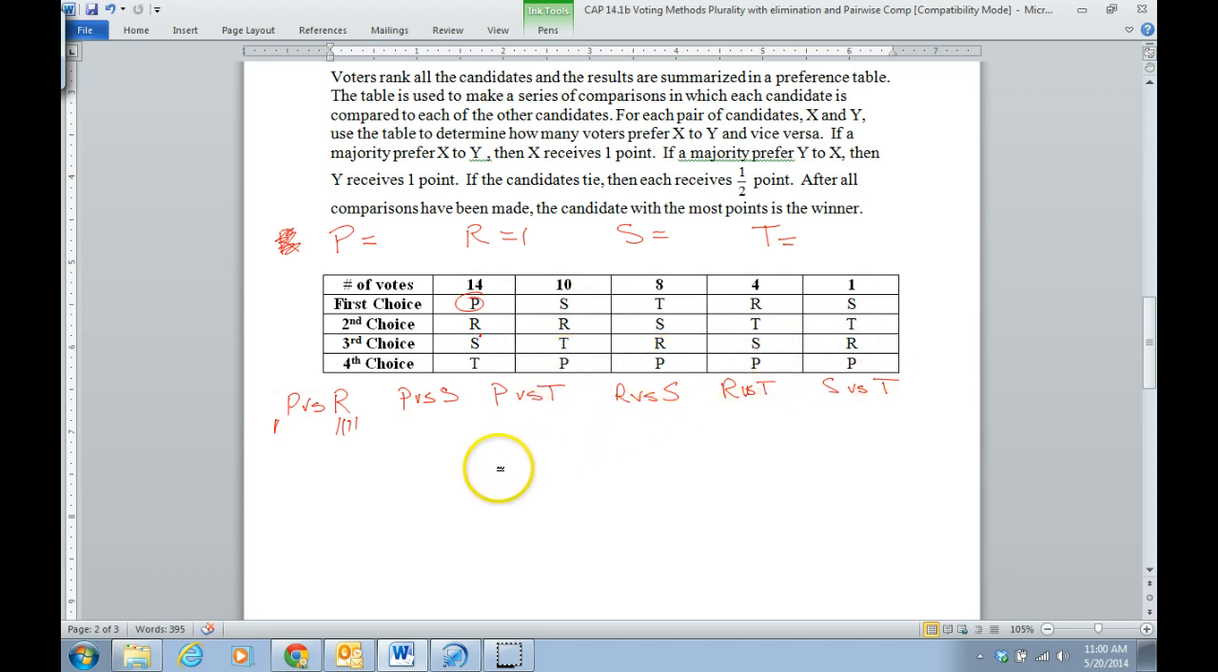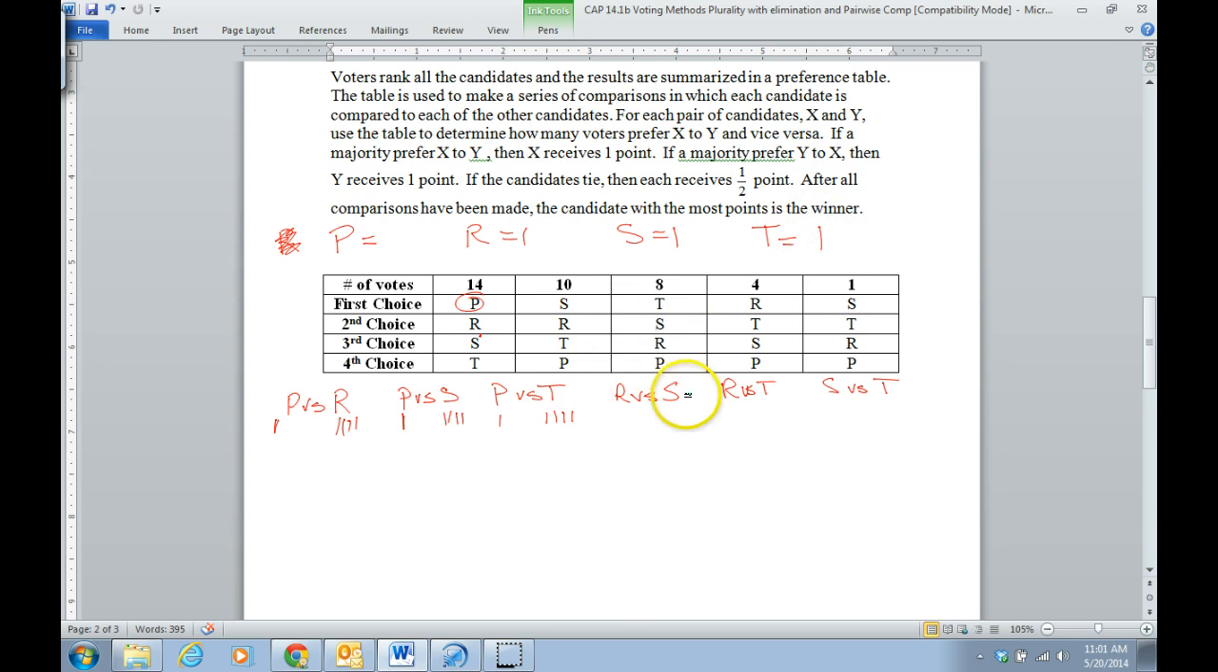Okay? Now let's look at P versus S. So on the first column, P wins. But notice S is above P on all the rest of the columns. Okay, so who wins overall? S does. So S will get a point. Now P versus T. First column, P wins. But obviously, since P is last place in all the other columns, T wins all the other ones. So T gets a point. P's not doing so hot.